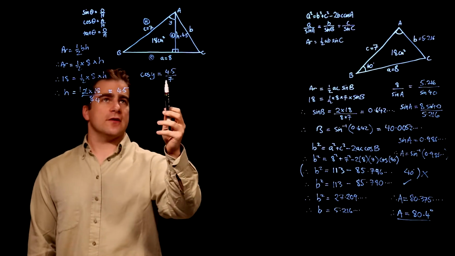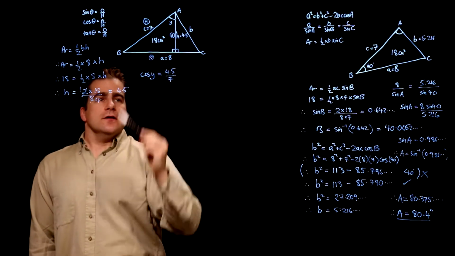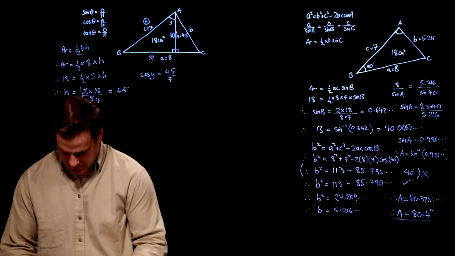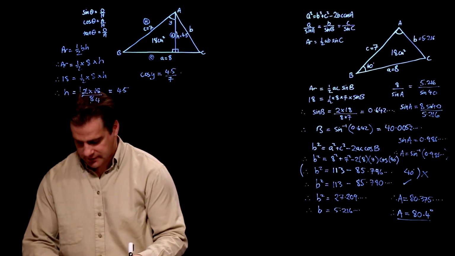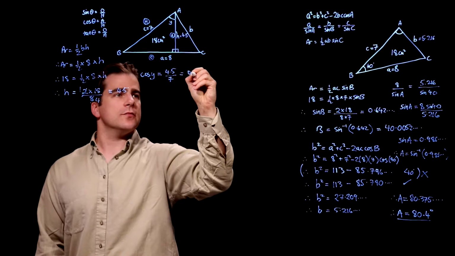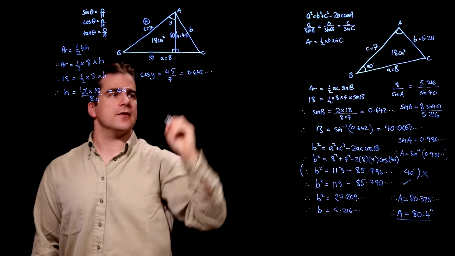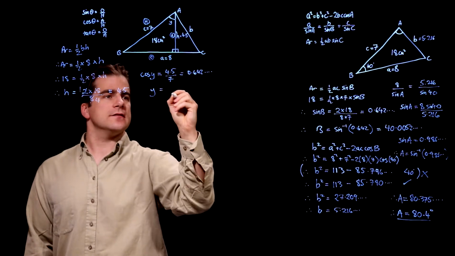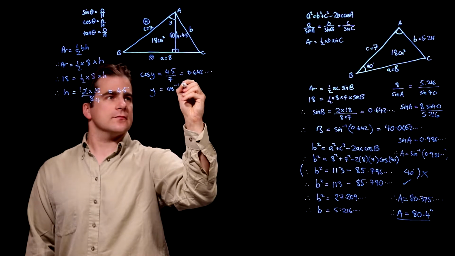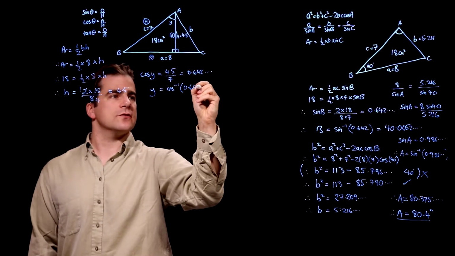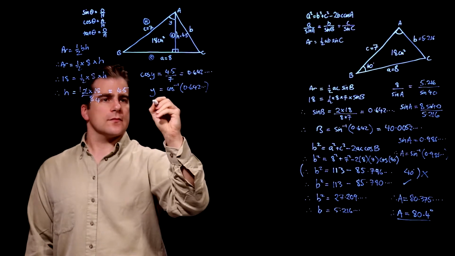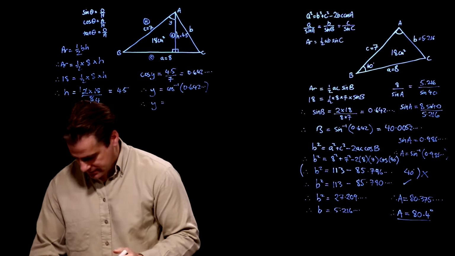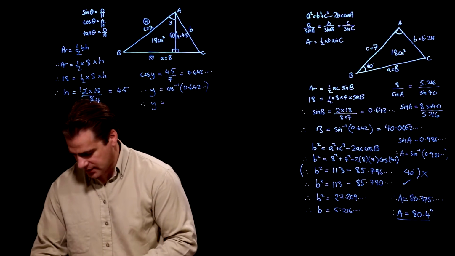Anyway, cos of y is 4.5 over 7. Right. Which is 0.642 something. Get that in your calculator's memory. So you can do y is inverse cos of 0.642. So we get y is 49.994.